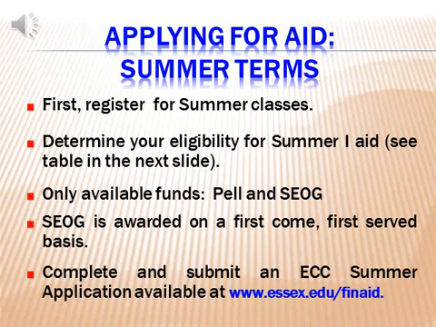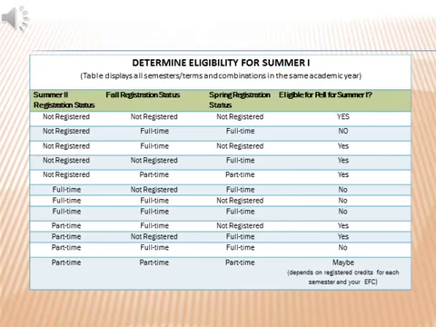First, register for summer classes. Determine your eligibility for Summer 1 aid. See table in the next slide. Only available funds, Pell and SEOG. SEOG is awarded on a first-come, first-served basis. Complete and submit an ECC summer application available at www.essex.edu/FINAID. That's FINAID.